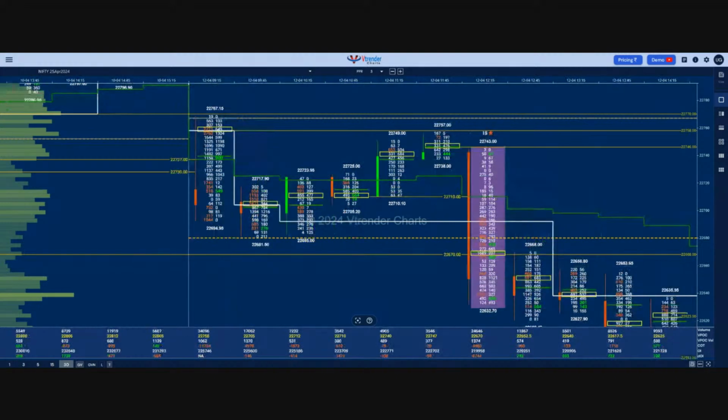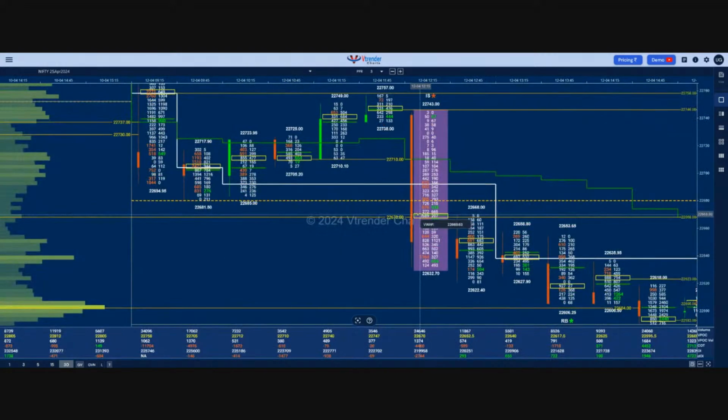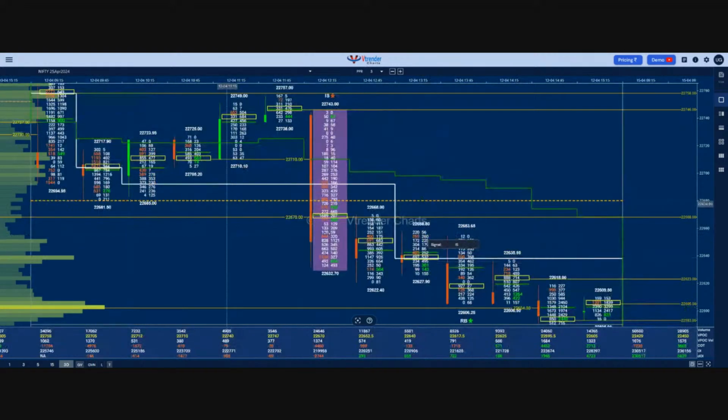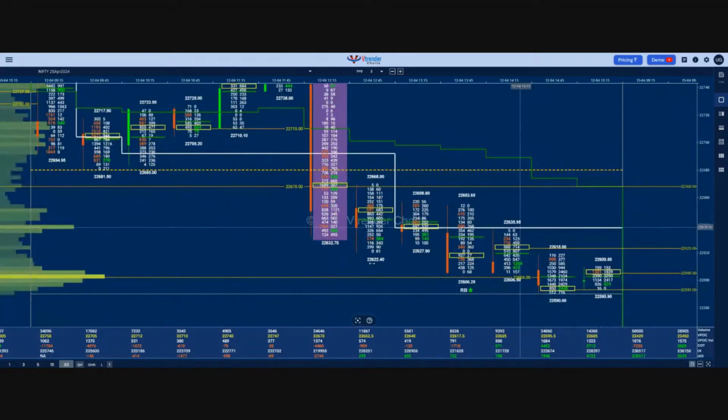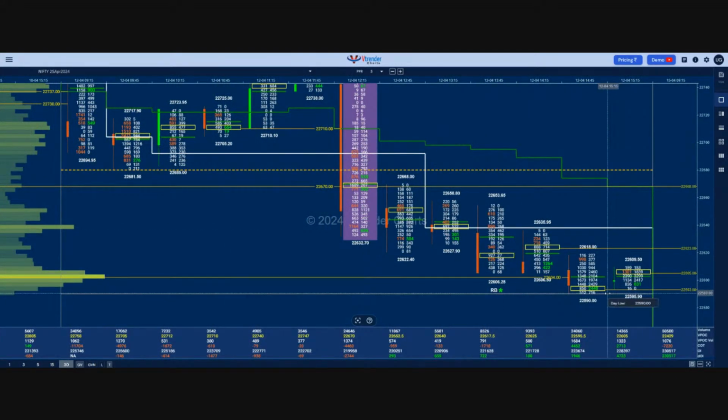So we went on to, so this 22670 is now a sell side reference for us, and we have left an extension handle at 22681, which is again a reference for this series. And we went on to close at the lows.